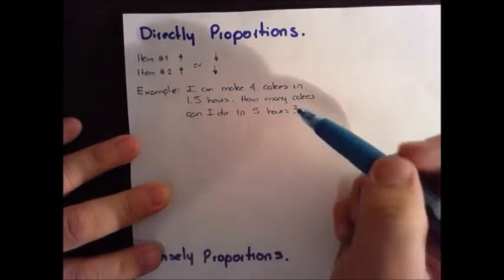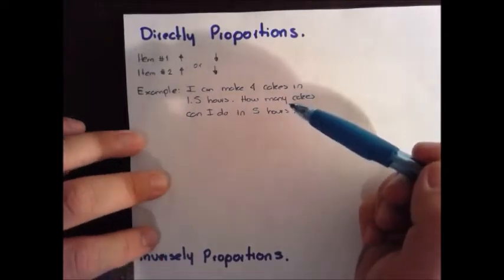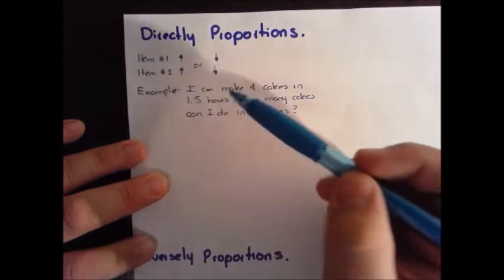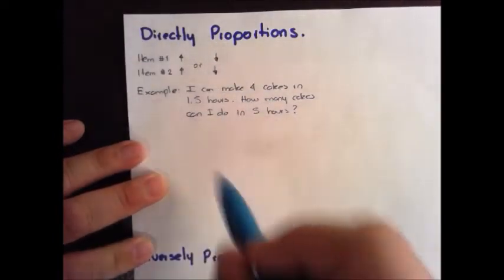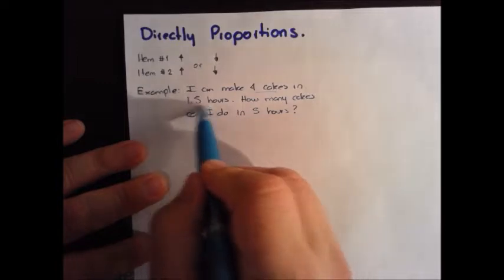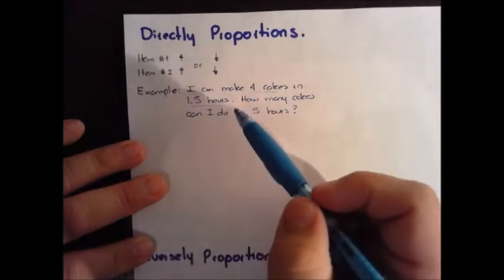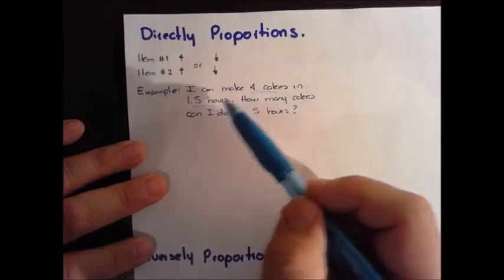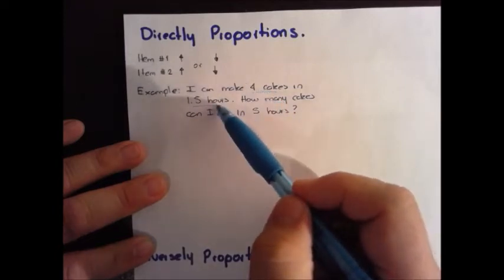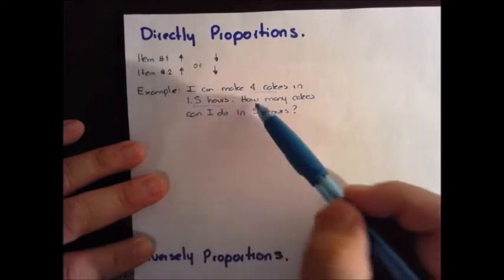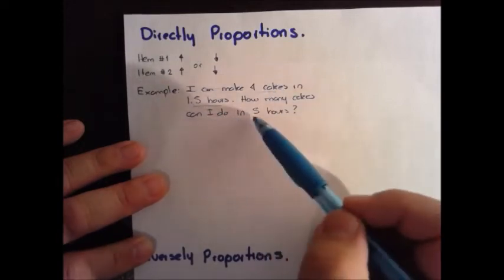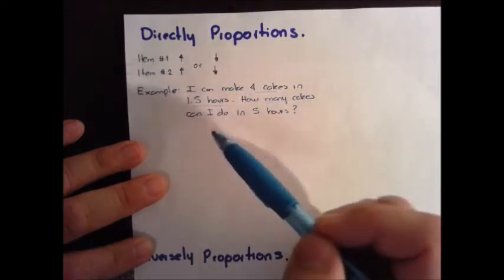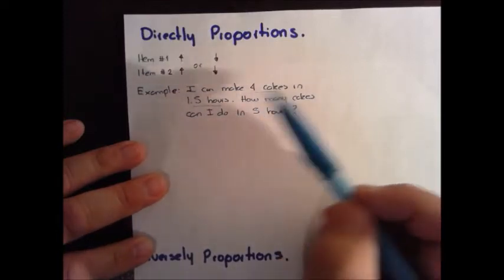Okay, first of all, we need to read the problem and think about this one. We need to identify the items. In that case, we are talking about cakes and we're talking about time. So if I can make 4 cakes in 1.5 hours, do you think that I'm going to make more cakes in 5 hours? Well, the logic tells me that yes, you have more time, so you are going to make more cakes.